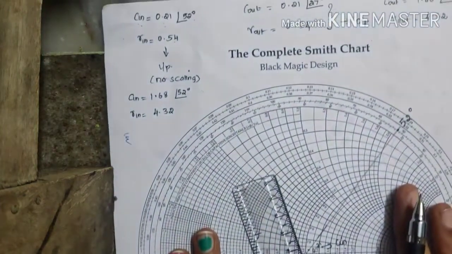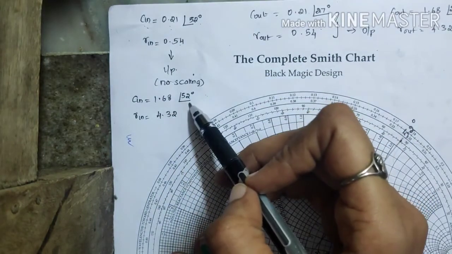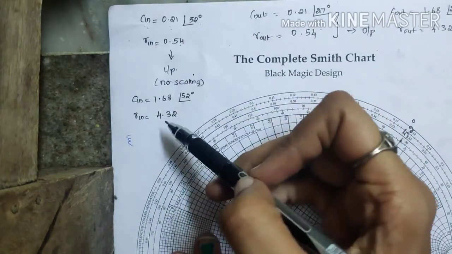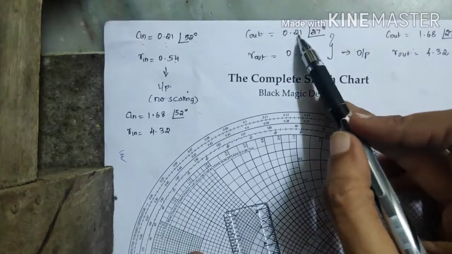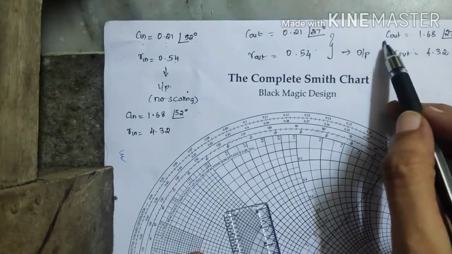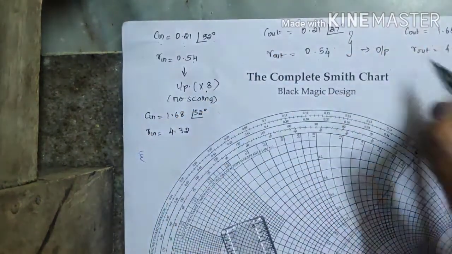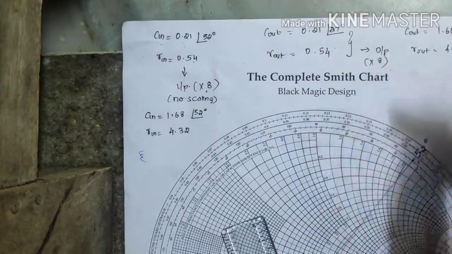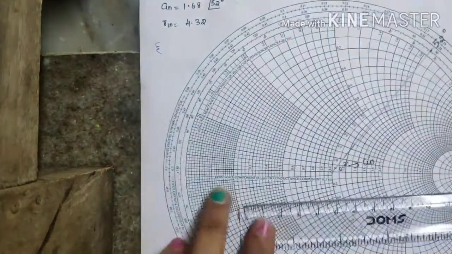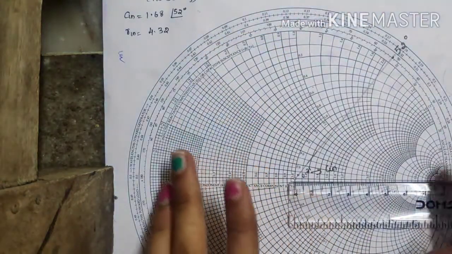So I'll multiply every magnitude with 8. 0.21 times 8 gives 1.68 angle 52. Similarly, multiply this with 8, it is 4.32. Multiply the magnitudes alone with 8, and we have written down C in, R in, C out and R out, all multiplied by 8. Whenever you draw a Smith chart, measure from the origin to the right edge and see how many centimeters the Smith chart scaling is. As per that scaling, multiply every value by that number.